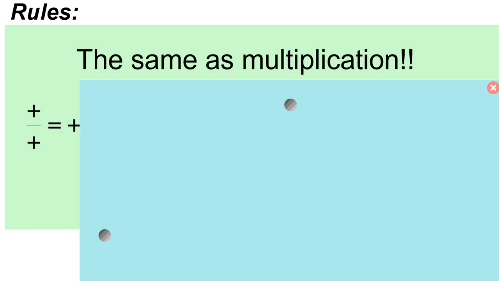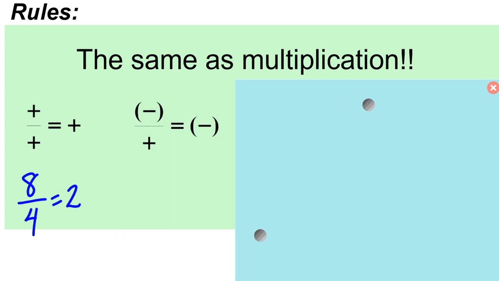If I had a positive and I divided it by another positive, it would turn out to be positive. And we just saw that a moment ago. If I took positive 8 and made 4 groupings, there would be 2 in each grouping. Now, if I did it a little bit differently, which was again what we just saw a moment ago, if I had 8 negatives and I made 4 groupings, there would be 2 negatives in each grouping. So these 2 are pretty straightforward.